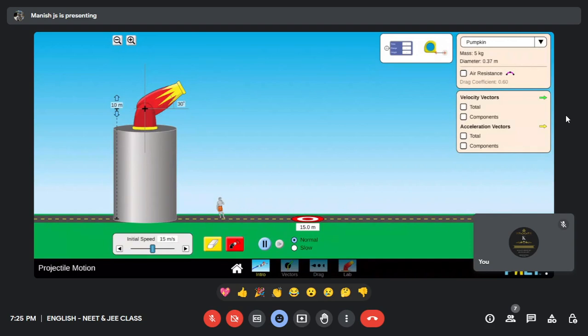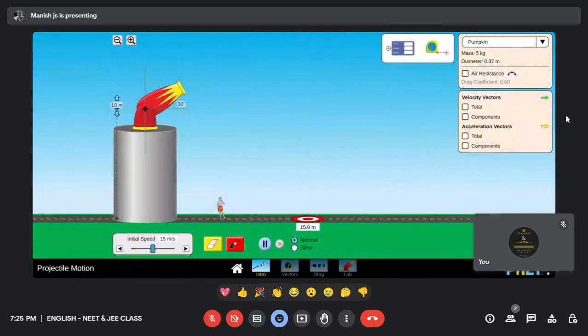All right. Now you can see at the bottom we have a setting for initial speed. It is set by default to 15 meters per second, as you can see at the bottom left corner. I can also increase it if I want. If I increase, it keeps changing, and I can also decrease. For now, let's keep it at 15 meters per second, just as an example.